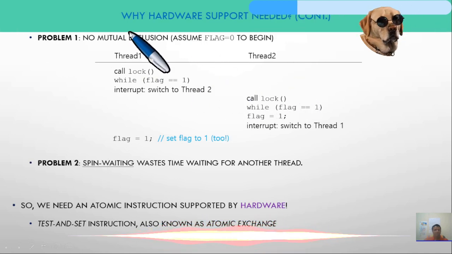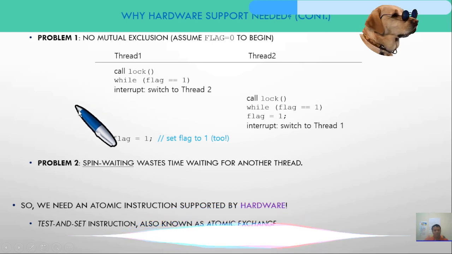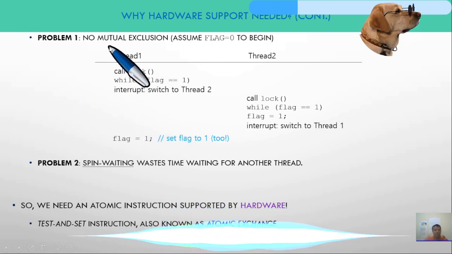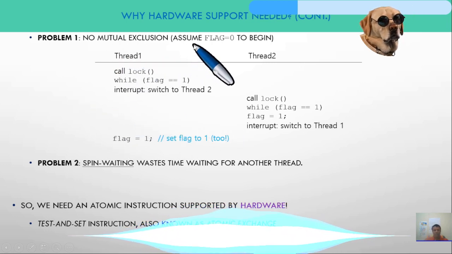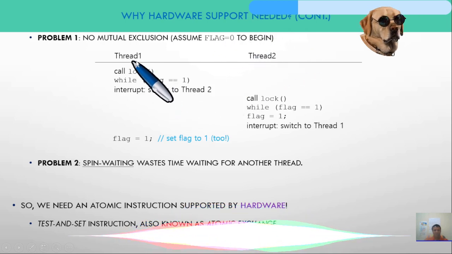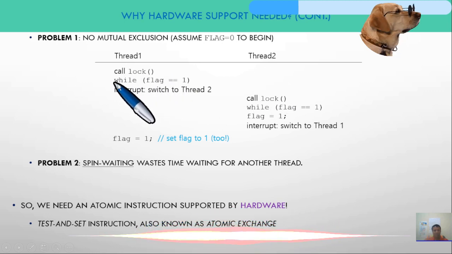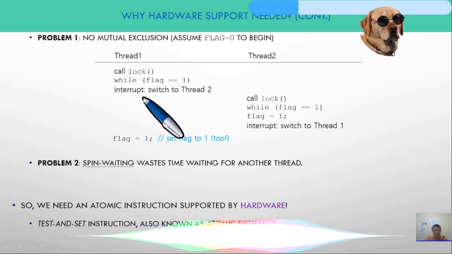Then problem 1 of this code is no mutual exclusion. This is the first one. Assume the flag is 0 to begin. So as you can see, we have thread 1 and thread 2 here. So thread 1 calls lock, while flag is equal to 1, then an interrupt.